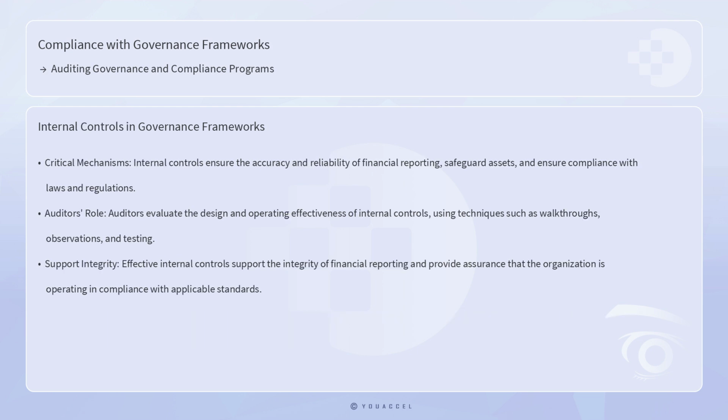Internal controls are another vital element of governance frameworks that auditors must assess. Internal controls are the mechanisms put in place to ensure the accuracy and reliability of financial reporting, safeguard assets, and ensure compliance with laws and regulations. Auditors evaluate the design and operating effectiveness of internal controls using techniques such as walkthroughs, observations, and testing of control activities. Effective internal controls support the integrity of financial reporting and provide assurance that the organization is operating in compliance with applicable standards.